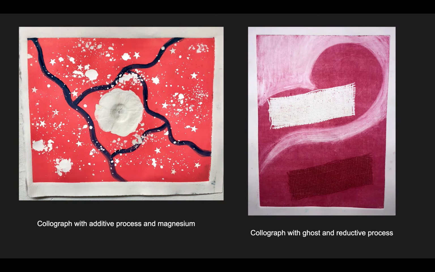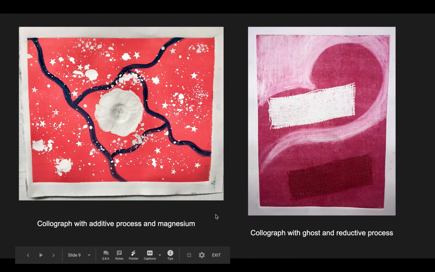On the left, we have a collagraph. We also have an additive process. So the artist went in and painted these lines in. So again, additive on an inked plate. We have magnesium, these splotchy areas. And then with the collagraph, we have this flower in the center and then also these star shapes that were added on as stencils. On the right, we have a collagraph with ghost and reductive process.